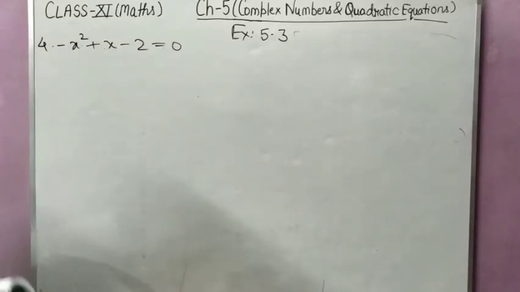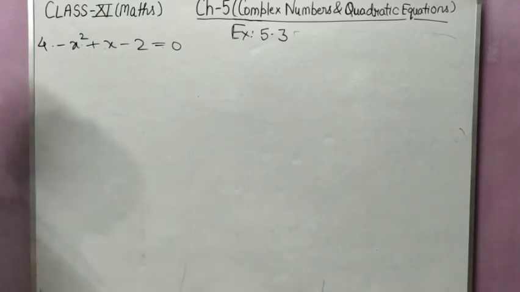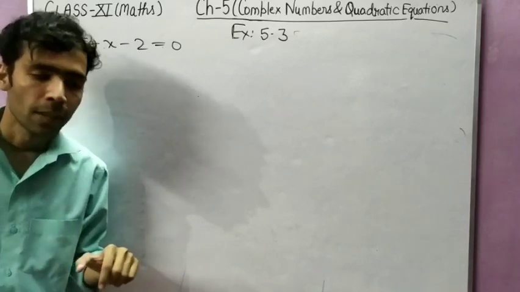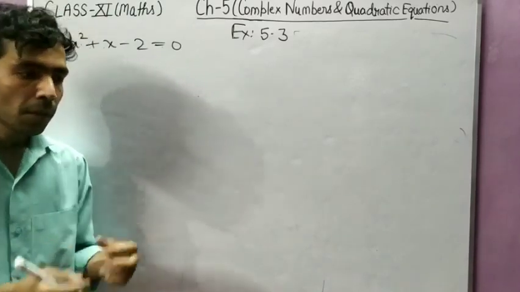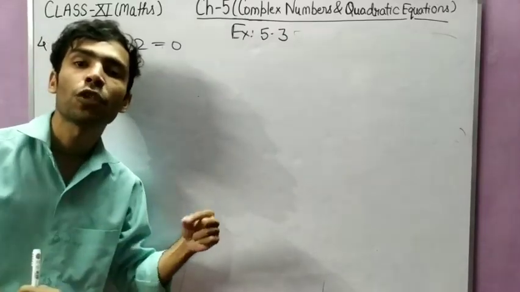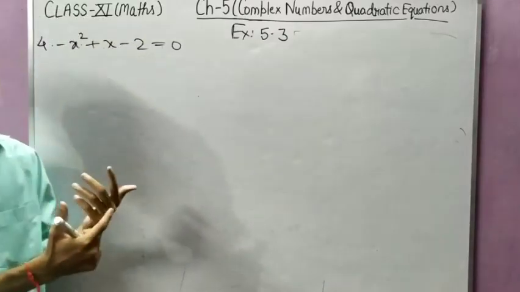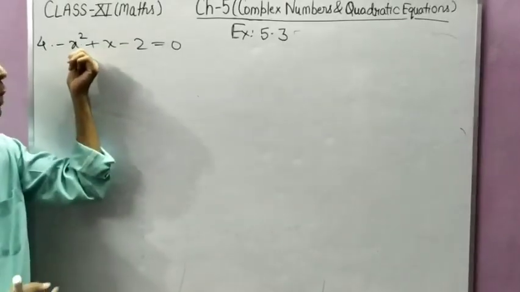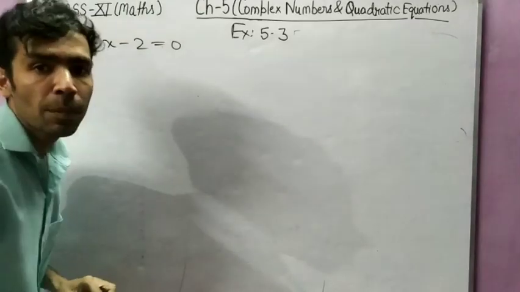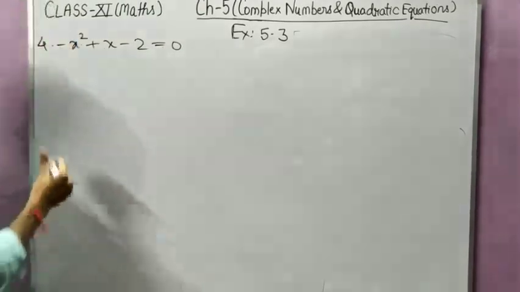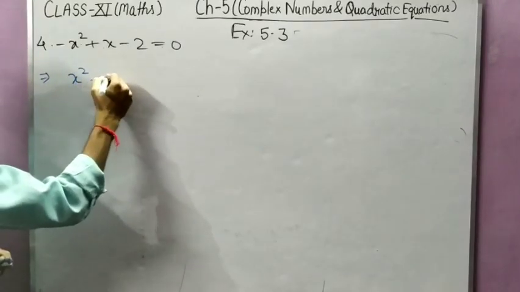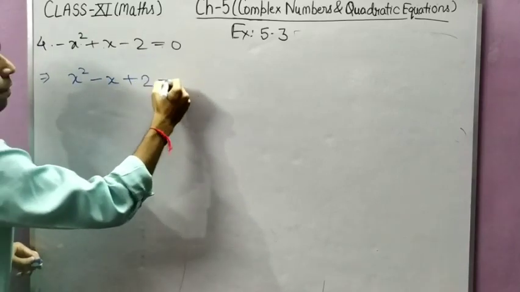Now you see this equation we have to solve. Here in the question the coefficient of x² is negative. So our first priority is to make a quadratic equation which has a positive coefficient of x². Whatever quadratic equation is given, the coefficient of x² must always be made positive. Here it is negative, so multiply both sides by -1. When you multiply by -1, the minus becomes plus, the plus becomes minus, and it becomes +2 = 0.